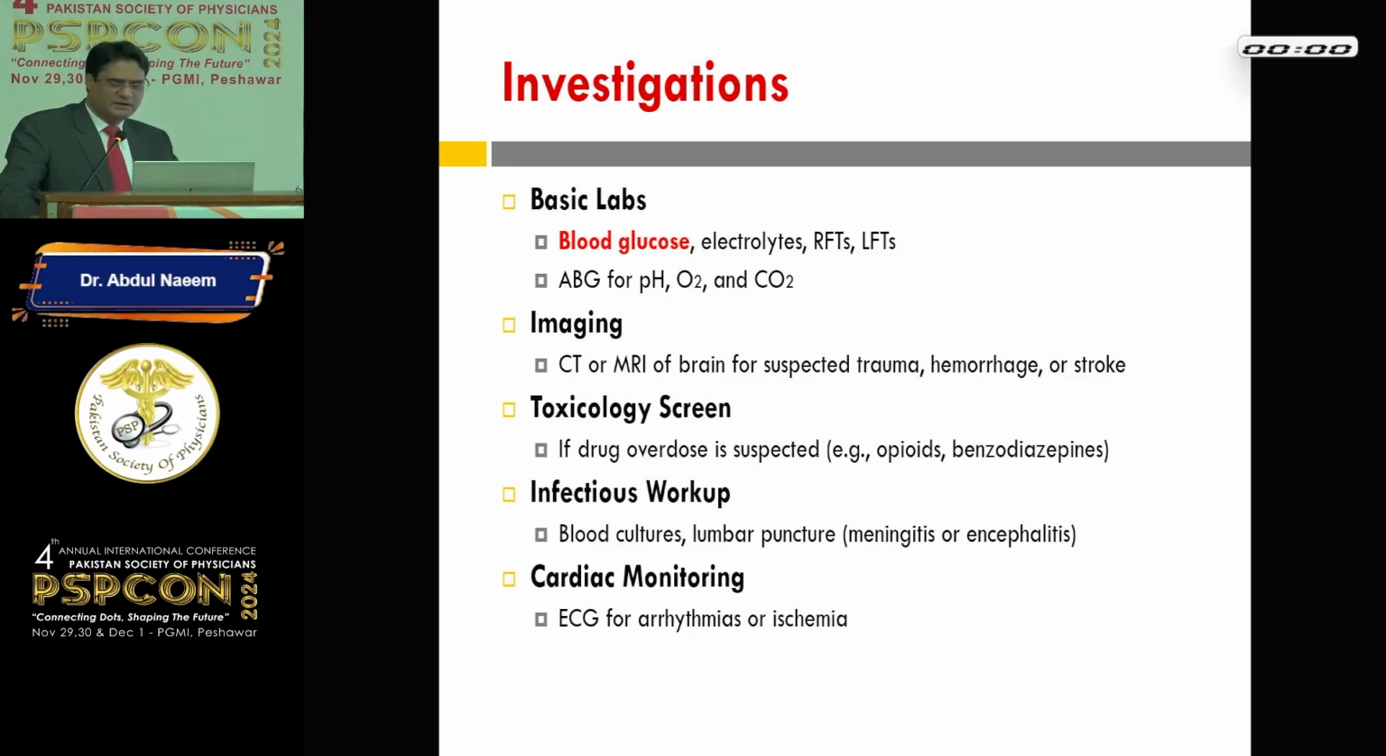We have to check the electrolytes, kidney and liver functions. Of course, the ABG is the most important, which will tell you if the patient is acidotic, hypoxic, or has carbon dioxide retention. Then we can go for imaging, CT, MRI, especially for the trauma cases, we can proceed for trauma CT, toxicology screen, infectious disease workup, procalcitonin, CRP, blood cultures, urine culture, any wound cultures, and cardiac monitoring, of course, ECG.